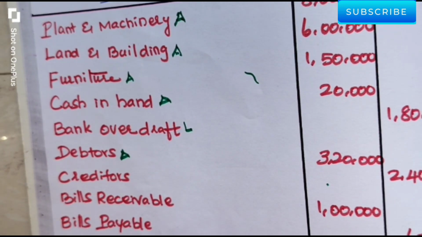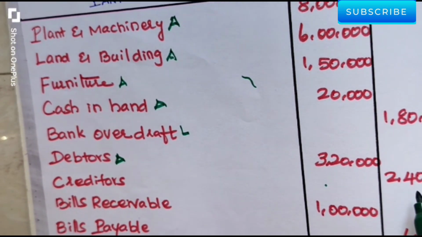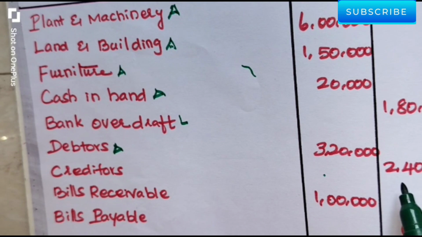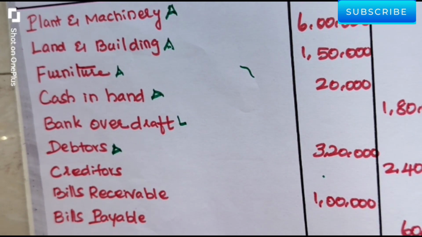Then creditors. What is meant by creditors? Say for example, you have purchased goods called stationery, like Classmate or Nataraj pencil or pen, worth rupees 2 lakhs 40,000. On what basis, cash basis or credit basis? On credit basis you have purchased stationery worth 2 lakh 40,000 rupees from your supplier.